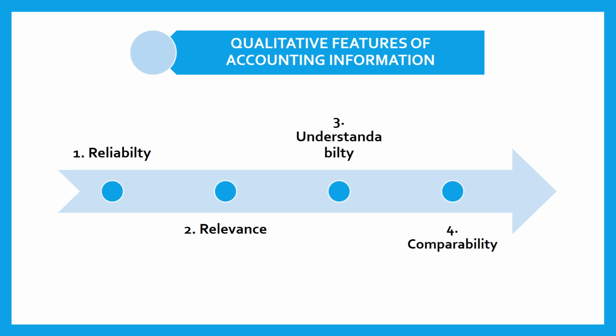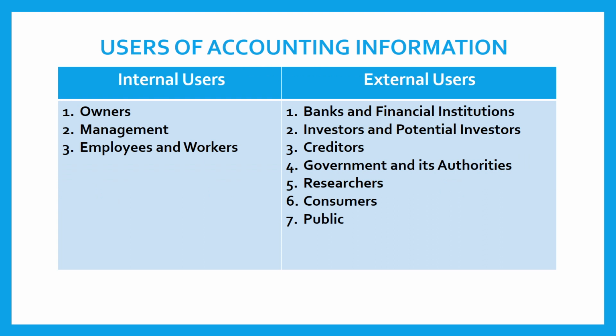Now let us move to the next topic, that is the users of accounting information. Users means those individuals or parties who are interested in the financial information, in accounting information of the business. The first one is owners. Owners are the ones who contribute money in the business, and they are exposed to many risks. They are interested in knowing whether profit has been earned or loss has been incurred by the business.